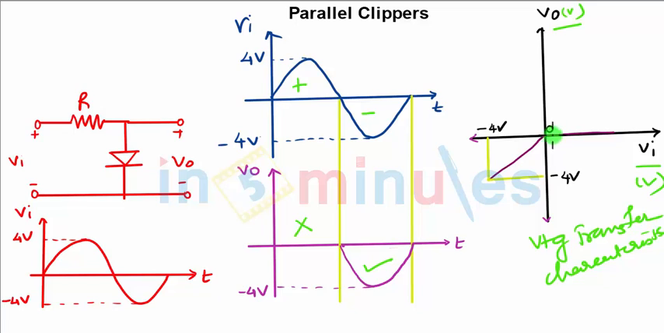So when you see in the positive half cycle, even if your input voltage is varying, you are getting 0 output voltage. Whereas in the negative half cycle, as your input is varying, your output is varying. Hence, this is the transfer characteristics for the circuit shown. This is the simple parallel clipper.